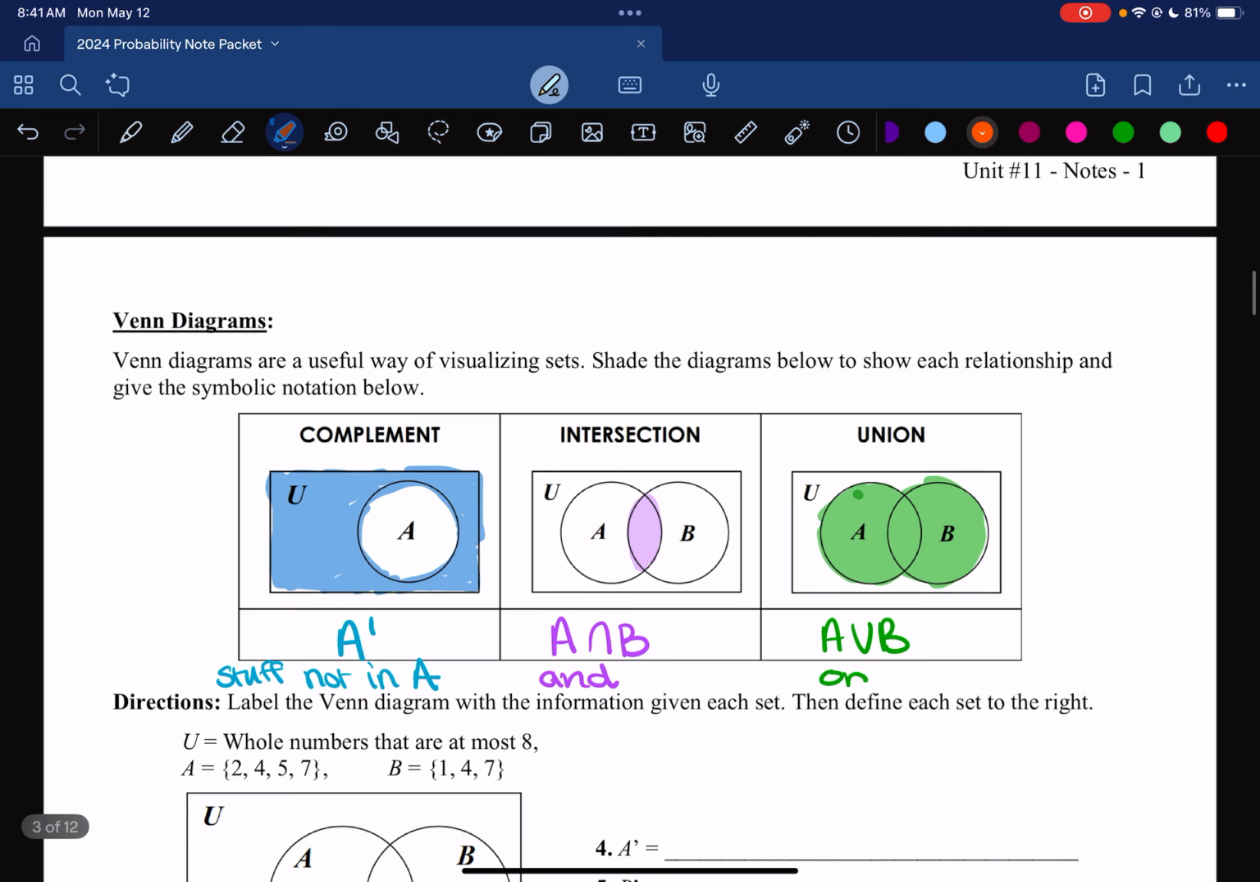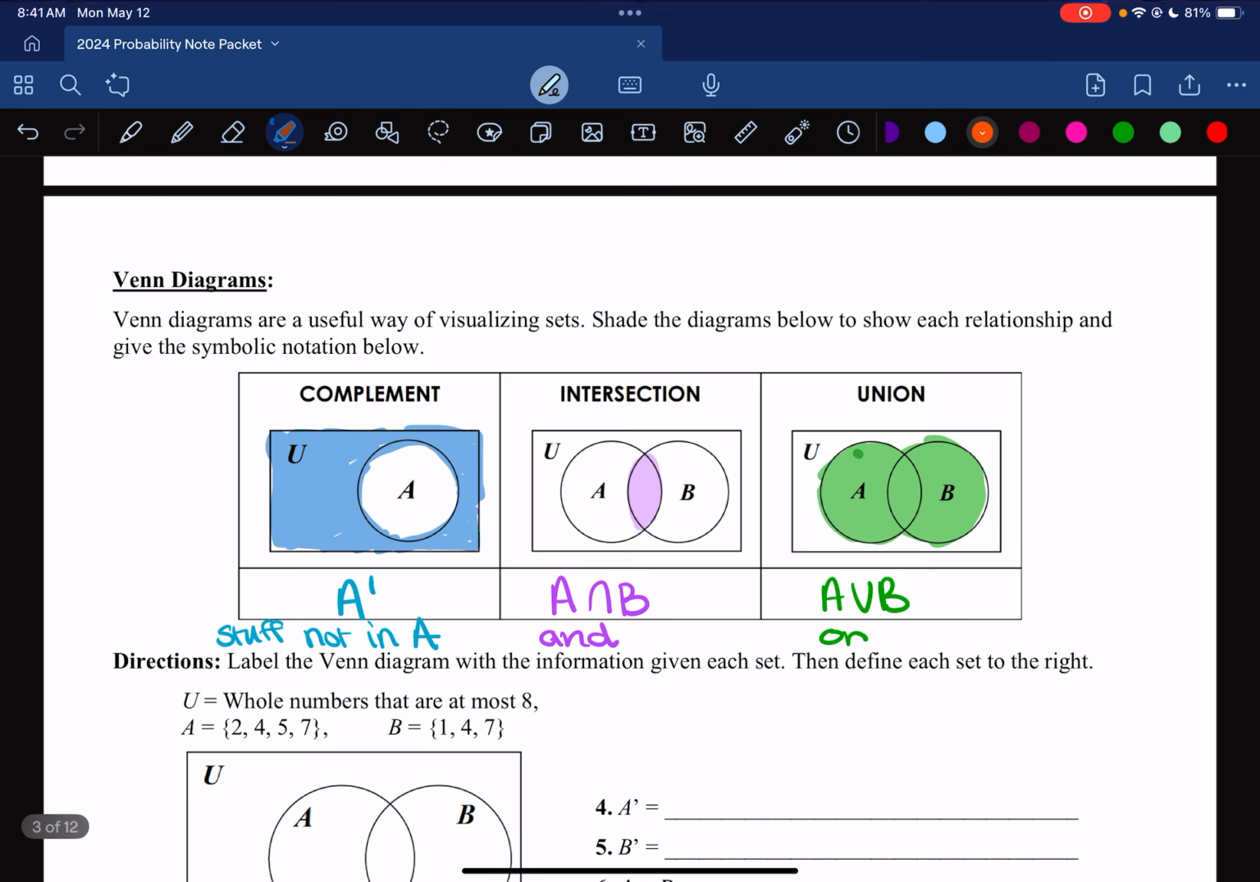A Venn diagram is a useful way of visualizing sets. We're going to shade the Venn diagram below to show each relationship and give the symbolic notation. If we want the complement of A, we want all the stuff that's not in A. So that's why we're going to shade everything but A. Intersection of A and B, we want the stuff that they share. So right here, the crosses. And the union of A and B is when we want everything in A or B. So everything would be shaded.